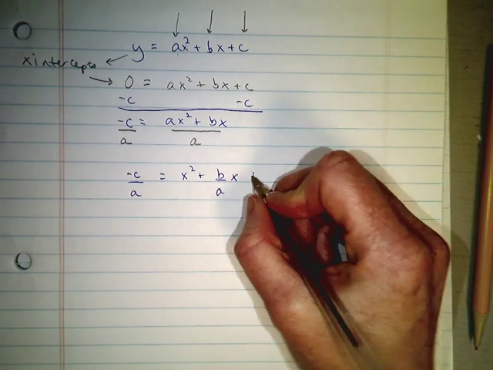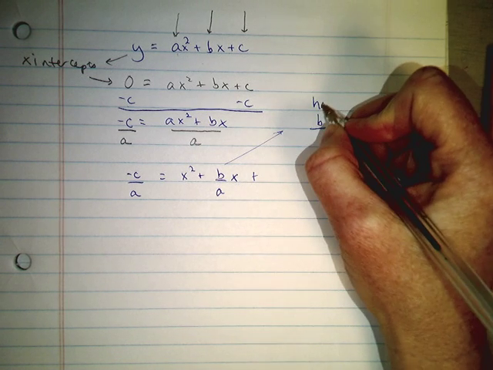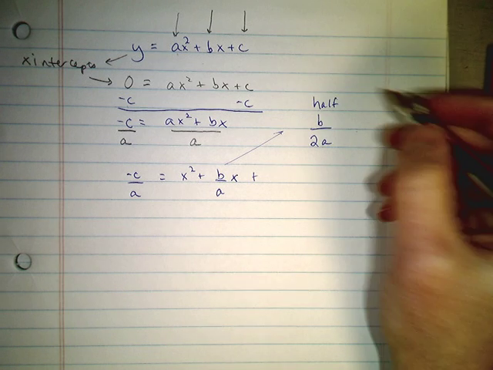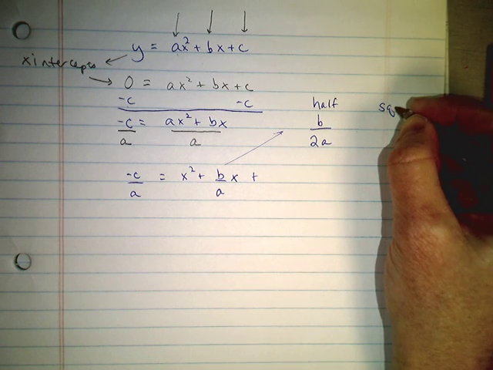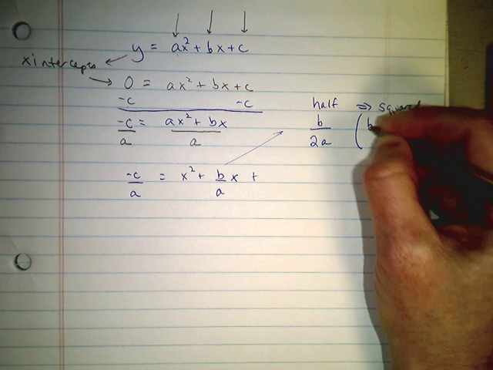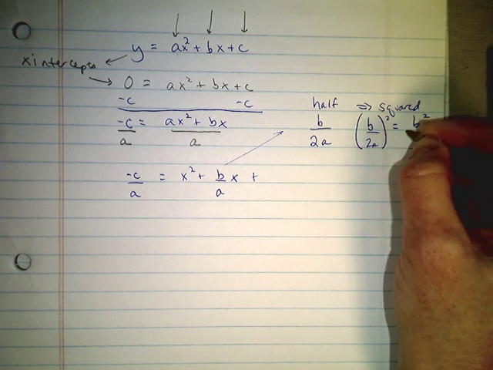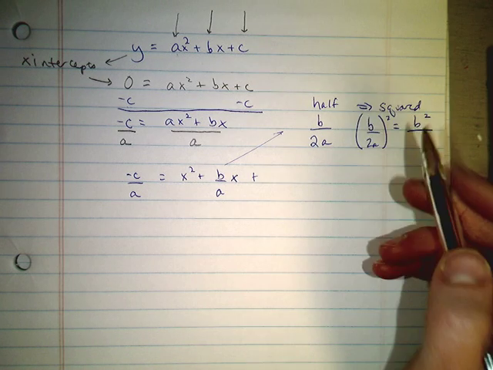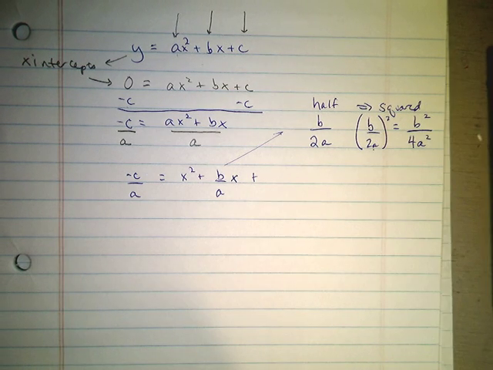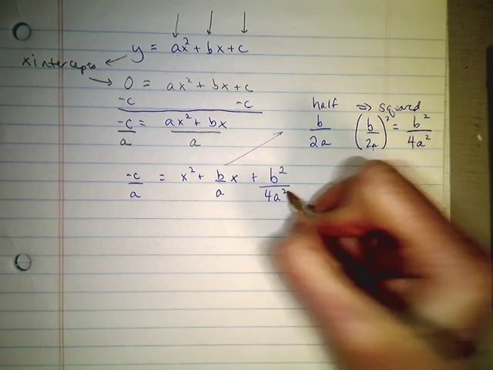So now what I need to do is think about half of b over a. Half of it would be b over 2a. That squared, the half squared, would then give us b over 2a squared. Just remember that means the numerator gets squared and the denominator gets squared. So 2a times 2a is 4a squared. So I'd have to add b squared over 4a squared to both sides.